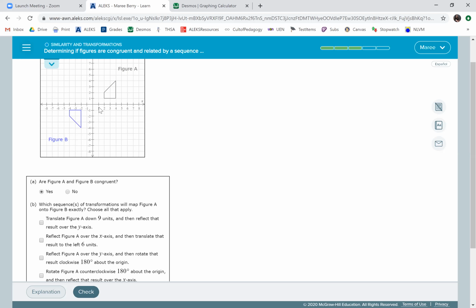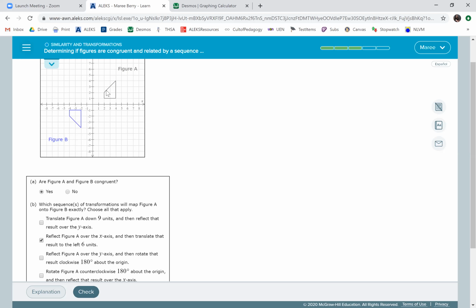Reflect figure A over the x-axis, so this point will be right here. Look at that. And then we're going to translate it this way because you'd have your points here, here, here, and wherever that other one is, here, here. So if you just move it over, probably 6, because does it say left? Yes. So reflect it, and then when you go left 6, it's going to be a -4. So I think it's this one, but let's just double check the others.